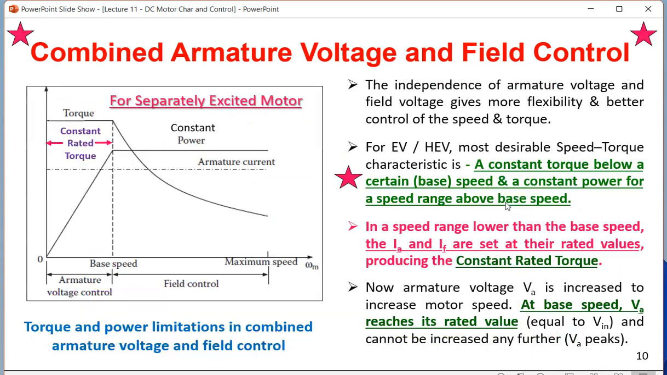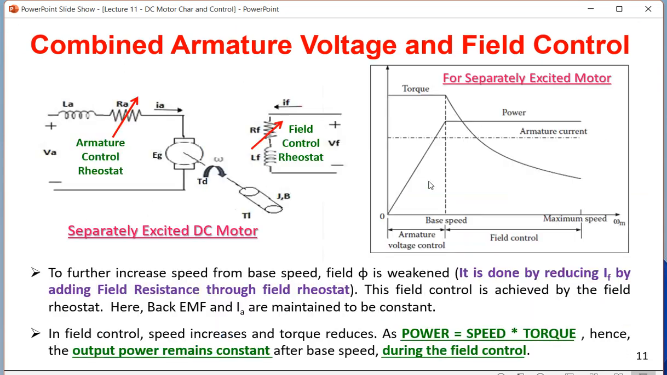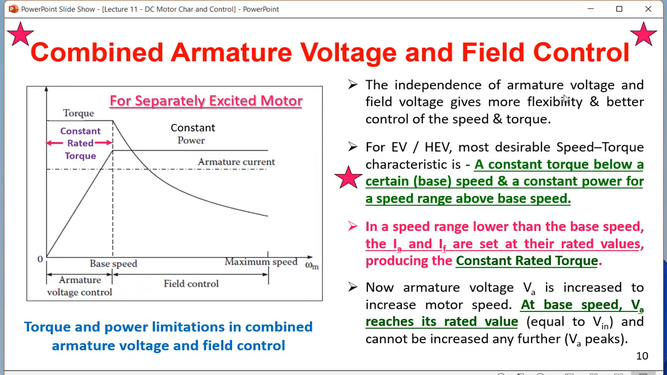So let us go through all the points in the slides. Whatever I am explaining, the same thing you will find explained here in this theory. And a very important thing, this is a separately excited motor, because you are controlling the armature and field separately. Here you are controlling the armature, here you are controlling the field. The independent nature of armature voltage and field voltage gives more flexibility and better control of speed and torque.